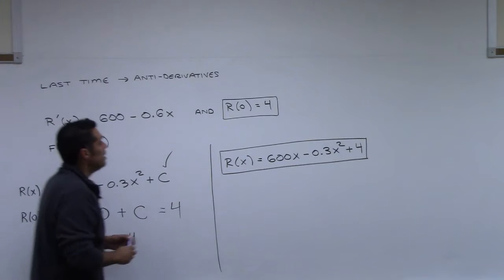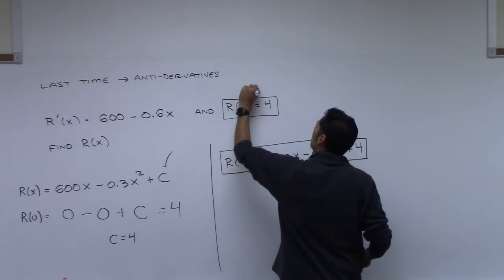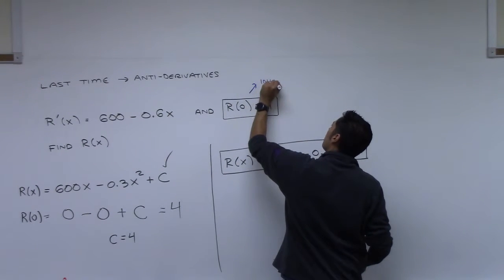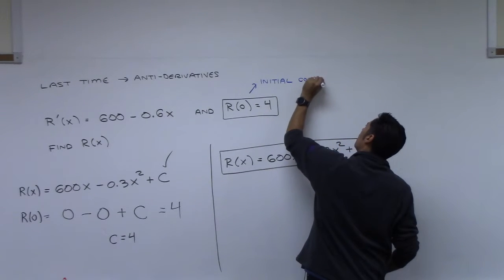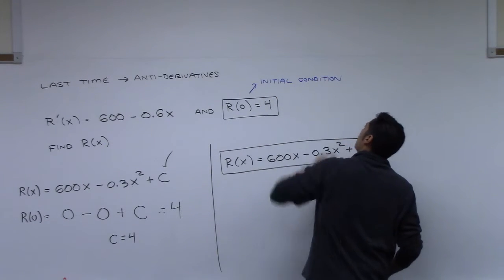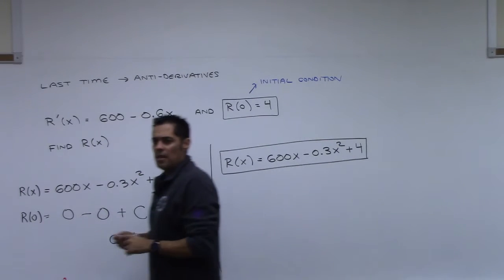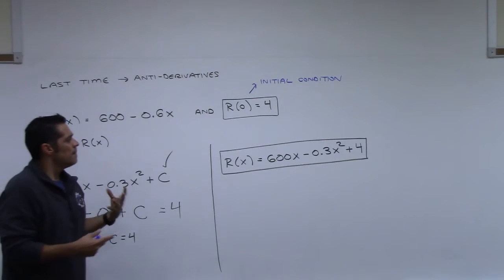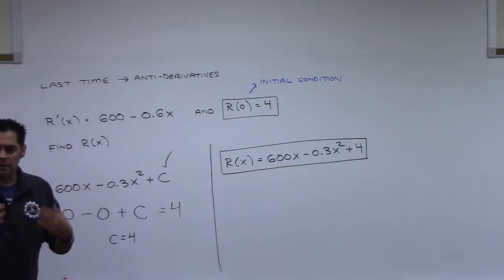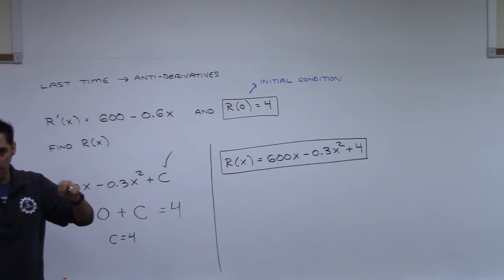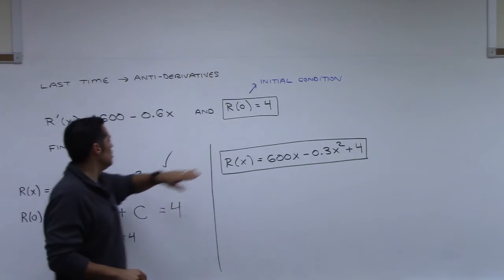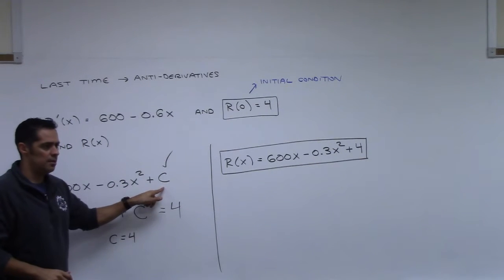This piece of information is commonly referred to as an initial condition. Because it's giving you some condition that the function has to have in order for it to be the one you're looking for. So using that initial condition, we can actually recover c. All right?